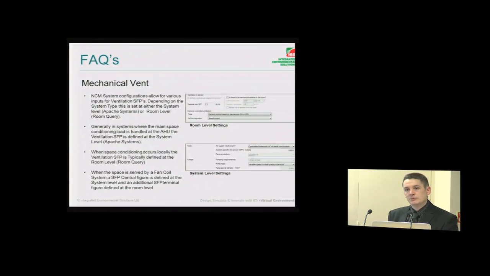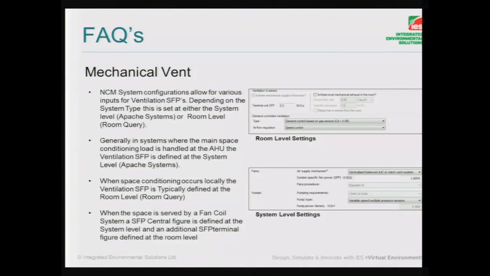Okay. Now, before I move on, one of the exceptions to that rule is when you're dealing with a fan coil system. It's got 2 different fan parameters that you need to enter. Firstly, you've got your central SFP for your main supply, supplying the outside air, but you've also got your terminal unit SFP. So in the case of a fan coil system, you'd have your central SFP entered at your system level, and your terminal unit SFP entered at the room level.